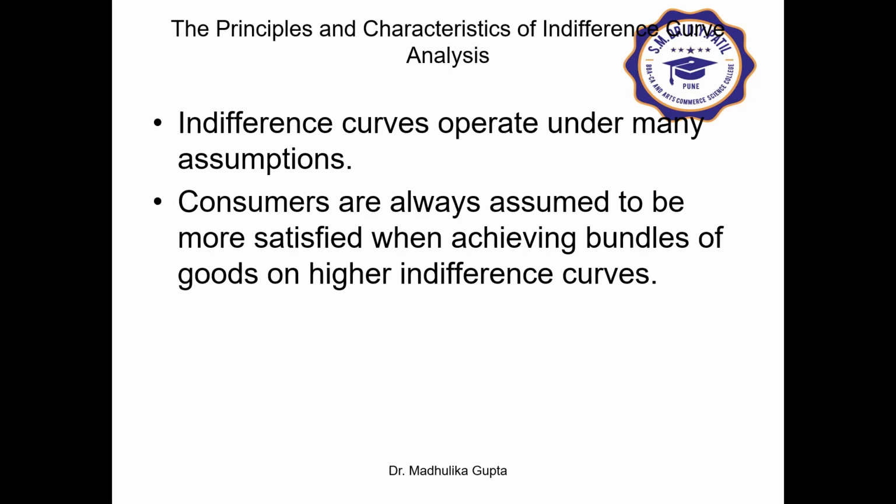So consumers are always assumed to be more satisfied when achieving bundles of goods on a higher indifference curve. If a consumer's income increases, for example, the curve will move higher up on a graph because the consumer can now afford more of each type of goods. It's a common human psychology, right?